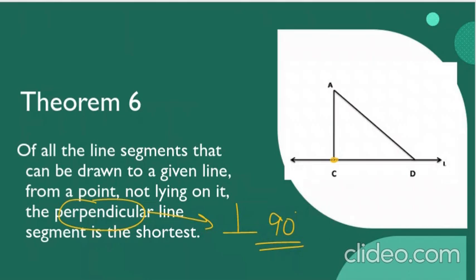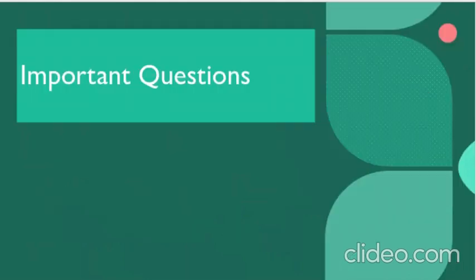This chapter only has 6 theorems. We studied all of them, and all of them are super easy, isn't it? So if it is super easy, you understood everything. Now let's move towards some important questions. I'll be showing you some important questions. As this is a premiere, if you want to try it on your own, you can pause the premiere and solve it yourself, or you can solve it along with me.